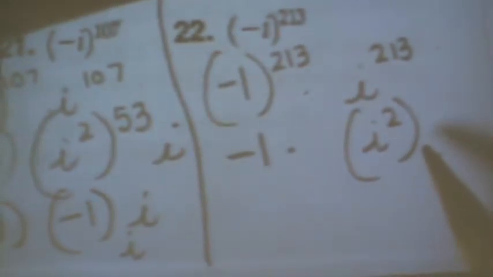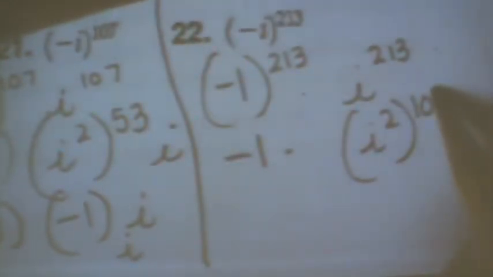And the last one, negative 1 multiplied 213 times, and i to the 213. So this is negative 1. So 2 goes into 213, that would be 106 times, right? With 1 left over. So that's going to be a positive 1. With an i here is a positive i, multiplied by negative 1 is negative i.